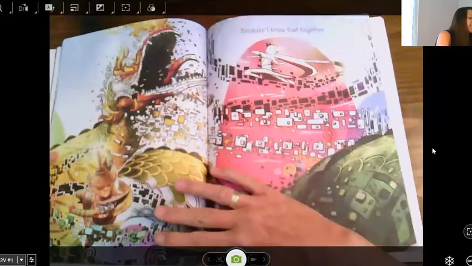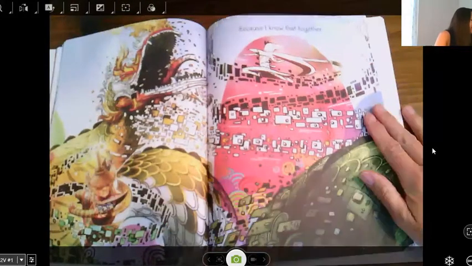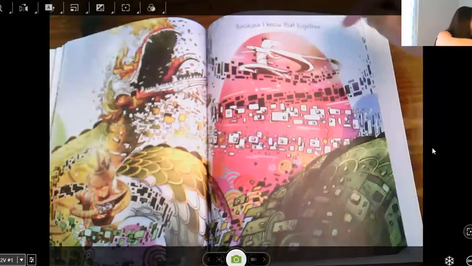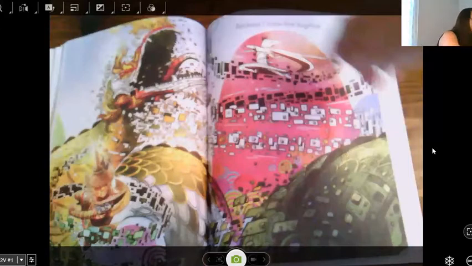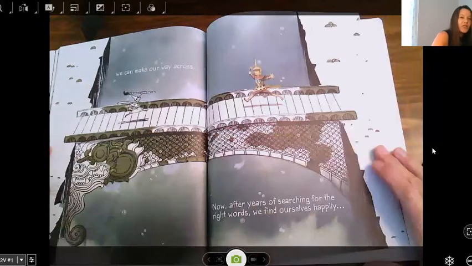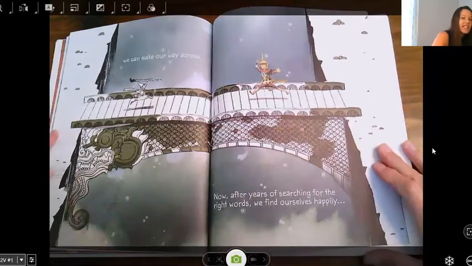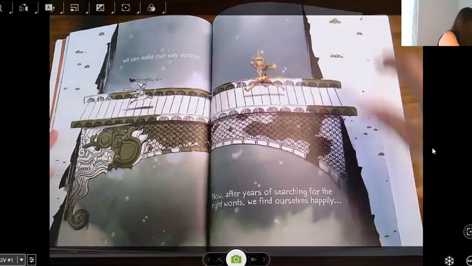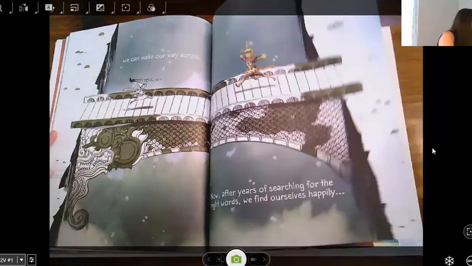Because I know that together, look at him, there's the grandfather, the grandson, crawling around in this world they created together. Because I know that together we can make our way across. Now, after years of searching for the right words, we find ourselves happily speechless.